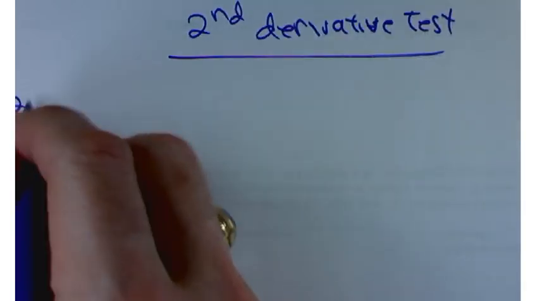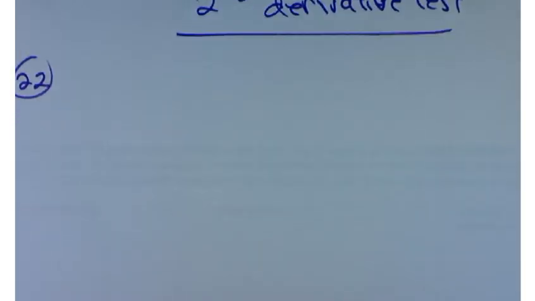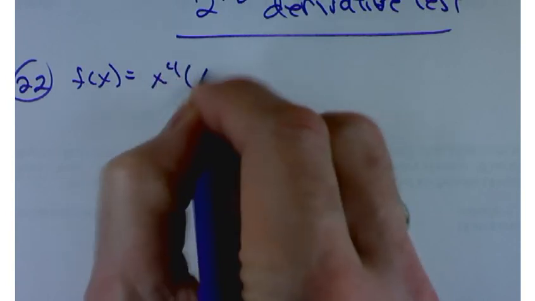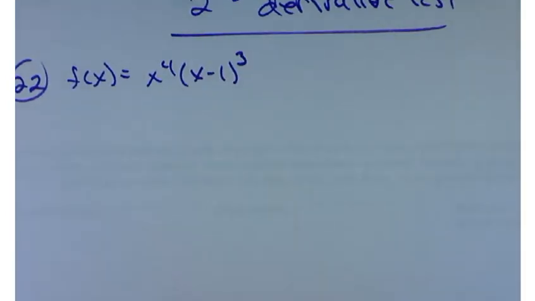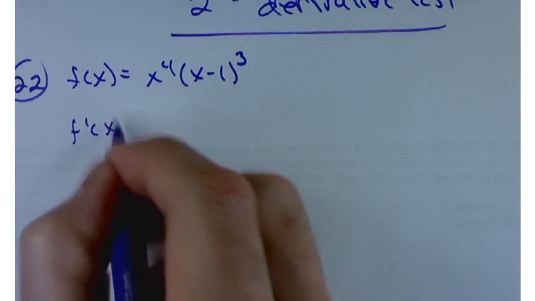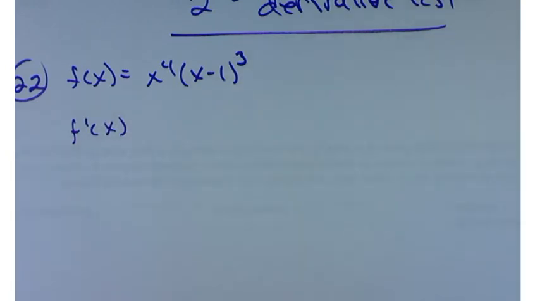So problem number 22 gives us f of x equals x to the fourth times x minus 1 cubed. Well, let's see here. Let's work on finding the first derivative, f prime of x. What do I have to do to find the first derivative? Product rule. Yeah, you got to use a product rule.